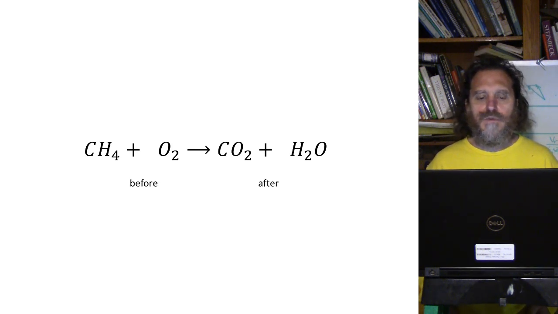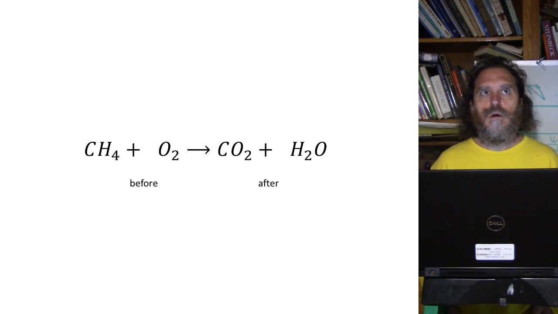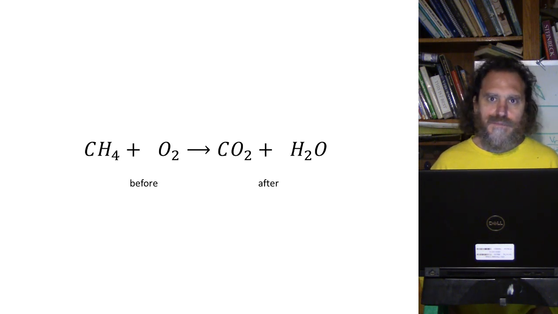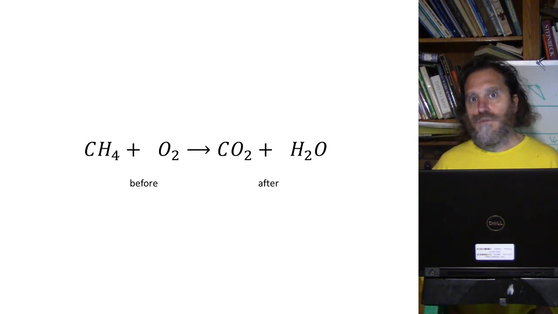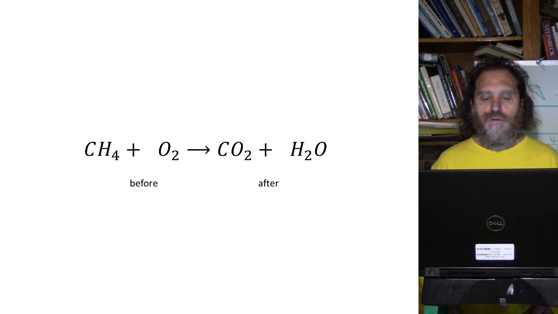That means you have to make sure that the number of atoms of each element in the before picture is the same as the number of atoms of each element in the after picture. And you can see that this isn't balanced because look, there's 2 oxygens on the left, 3 on the right, and there's 4 hydrogen atoms on the left in the methane molecule, and 2 on the right. But let me show you how you balance it, like this.